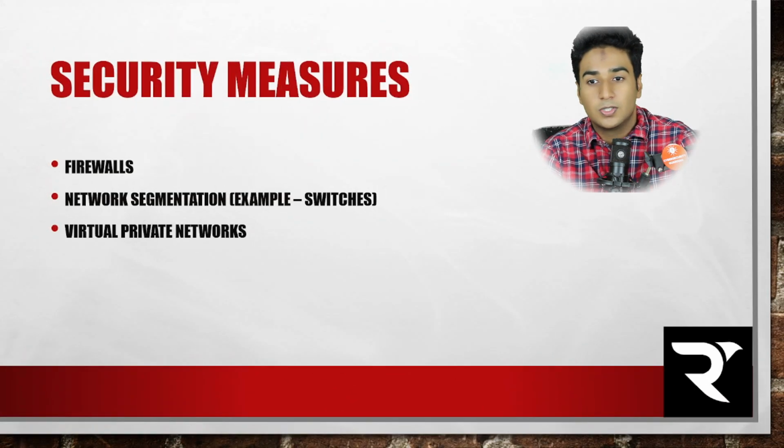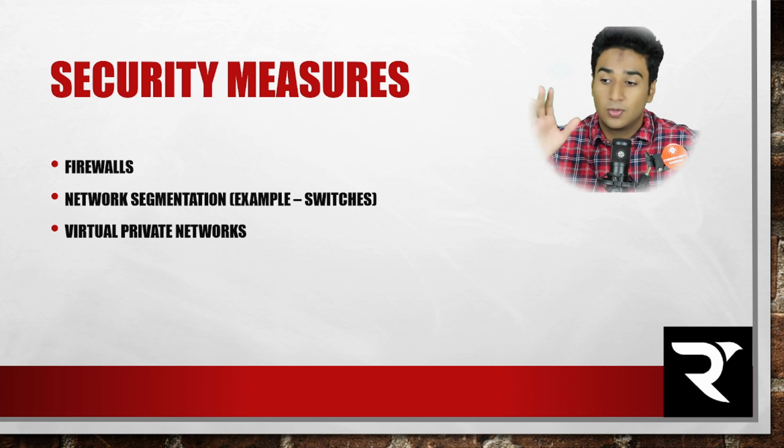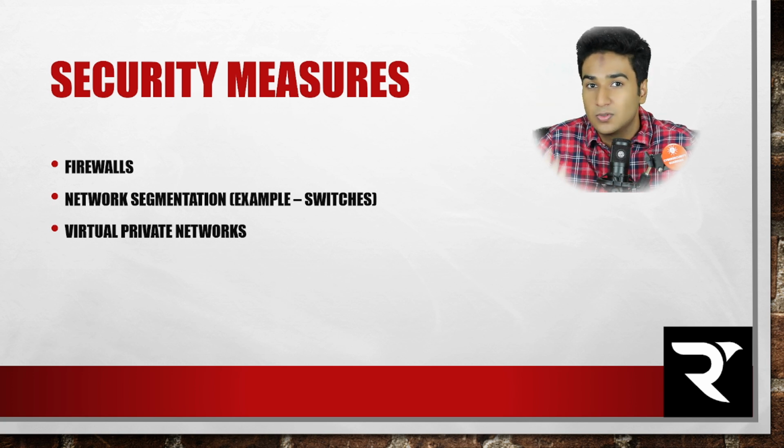Let's move on to the security measures that include firewalls, network segmentation, and VPNs, which are virtual private networks. To protect against network threats, several security measures can be implemented. Firewalls, as I previously mentioned, act as barriers between the trusted and untrusted networks. Network segmentation divides a network into smaller, more secure sections. And for example, for network segmentation, you can use switches.